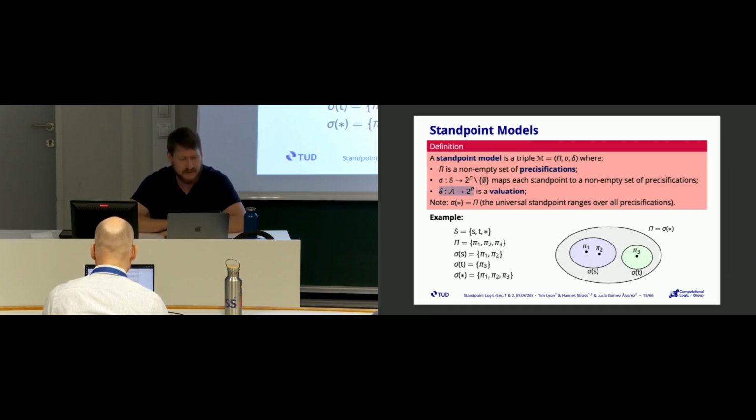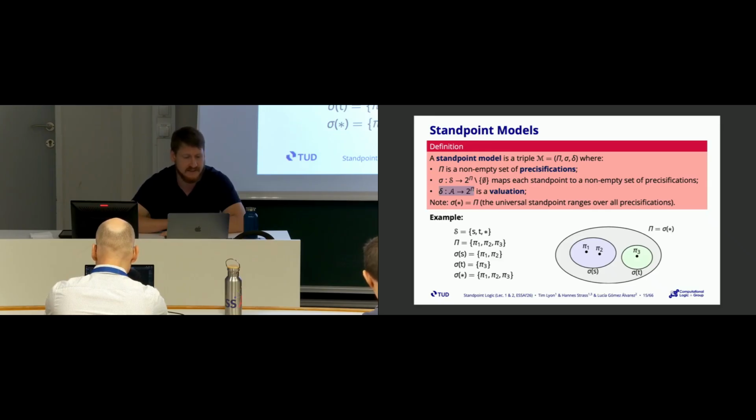Delta is called a valuation function. It maps each atom to a set of precisifications, and the idea is that those atoms, which represent declarative sentences or express a proposition, are true in those precisifications. If you've ever studied modal logic before, these models are very similar to Kripke models, and you can actually transform these into Kripke models and vice versa.